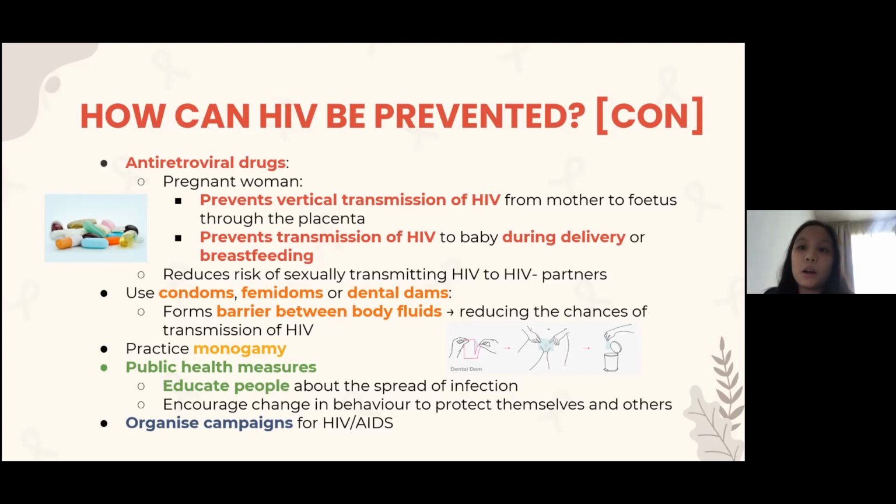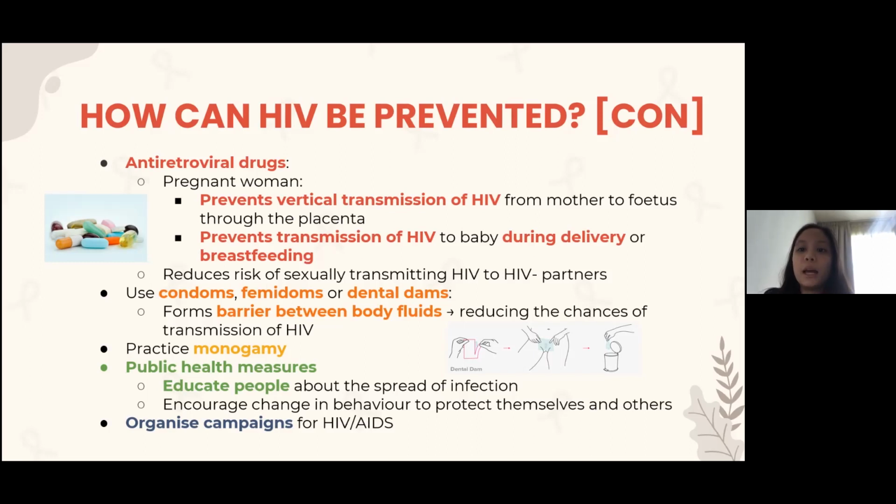It's also best to use a condom, femidom, or dental dams when having sexual intercourse. A dental dam is basically this thing you can see in the picture, which you apply on the outer part of the genitals or on the anus during oral sex. So it forms a barrier between body fluids, reducing the chances of transmission of HIV.